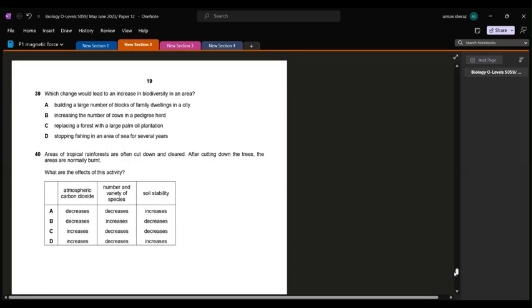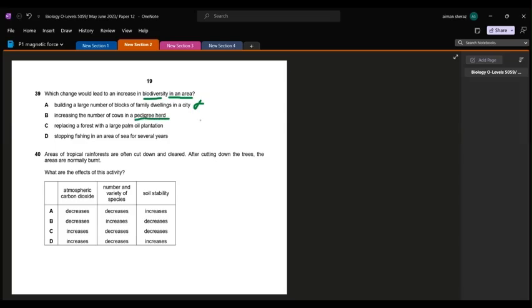Question number 39. Which change would lead to an increase in biodiversity in an area? So, biodiversity is the variety of species living in an area. So, if we build a large number of blocks of family dwellings in a city, you cannot build a lot of buildings that would affect a lot of species living there. So, this is wrong. B. Increasing the number of cows in a pedigree herd. Pedigree herd, this is not a farm, this is an area. So you cannot increase the number of cows there. So B is wrong as well.